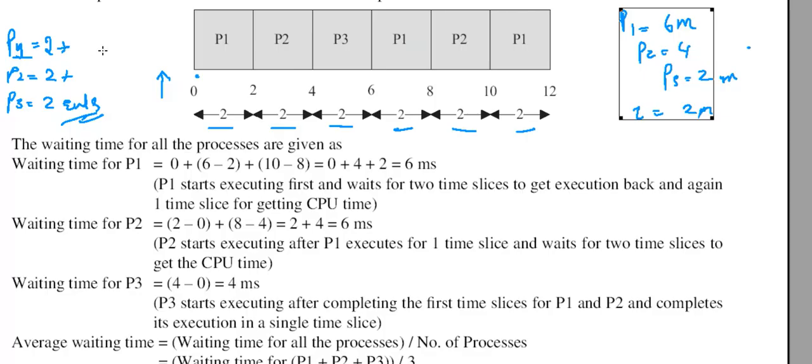Next, out of these, once again P1 will get its chance in the round robin circle. Once again it will get its chance, and it will complete 2 milliseconds of its job. Still 2 milliseconds of the job is there.